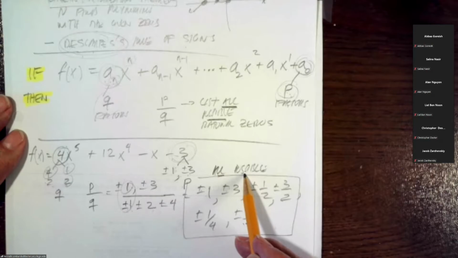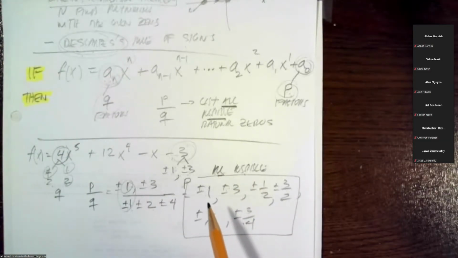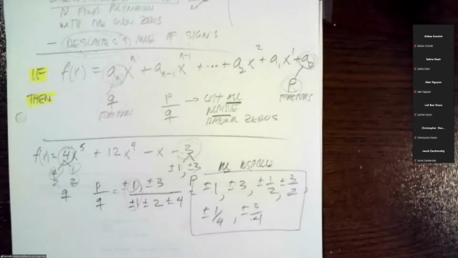But then we have to determine which are the actuals, that is to say, which really are the zeros. That is to say, which ones work. And the only way we're going to find that out is to do the division. And so let's try one or two of them in a division problem. So let's just see what it looks like.